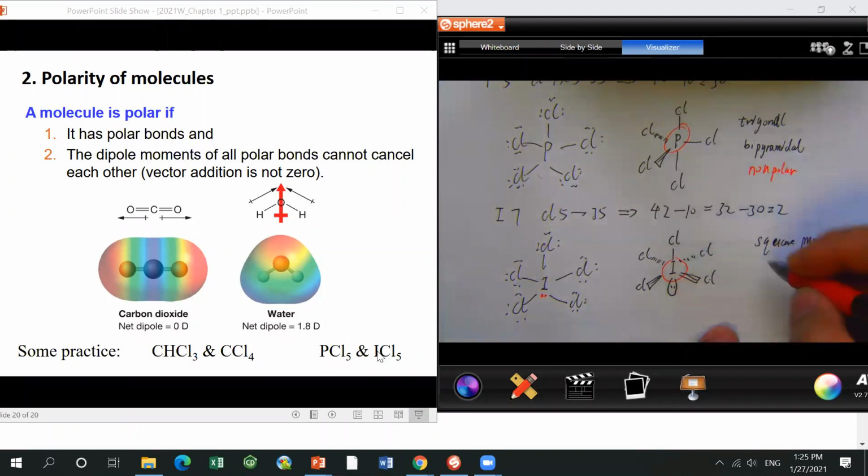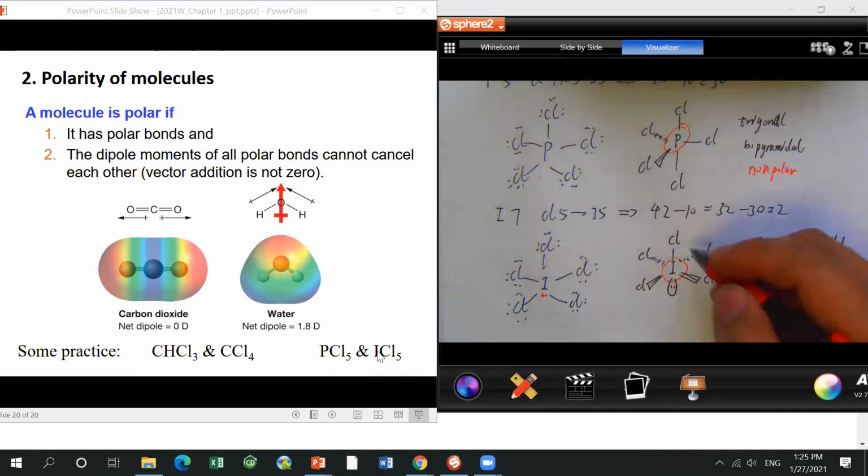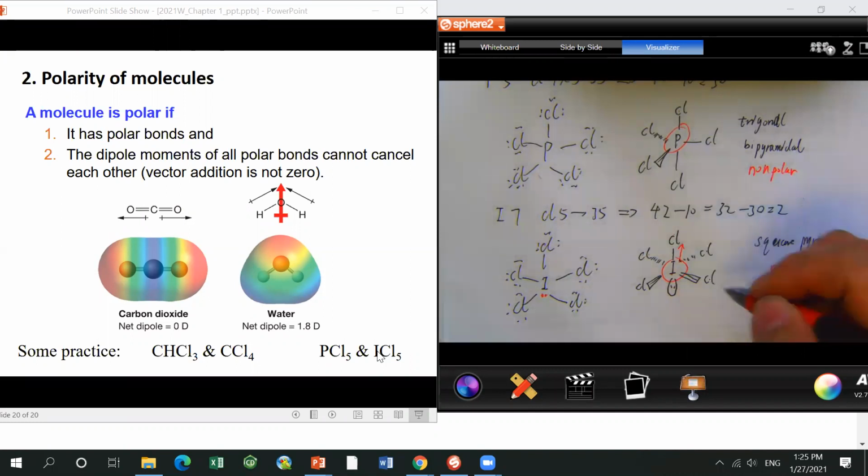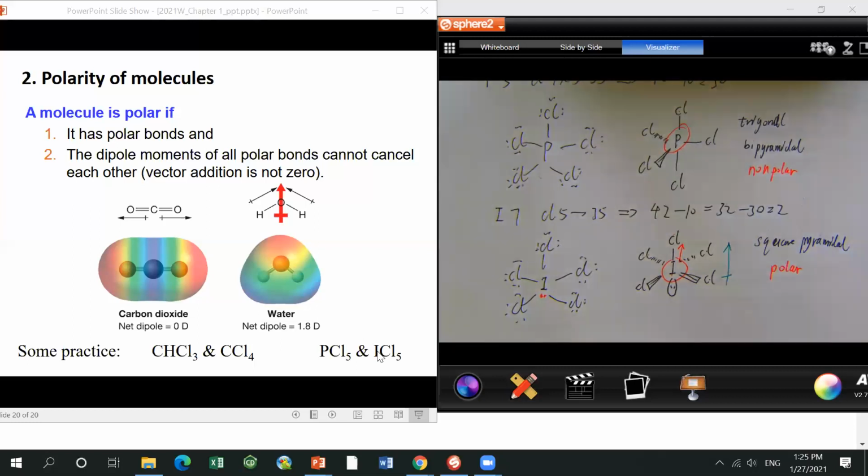this one should be polar, because the four I-Cl bonds on the same plane cancel out each other, as they are at 180 degrees. But nothing cancels out the I-Cl bond above this plane. So for this molecule there is actually a net dipole moment. We will probably see a similar question in the coming quiz 1.